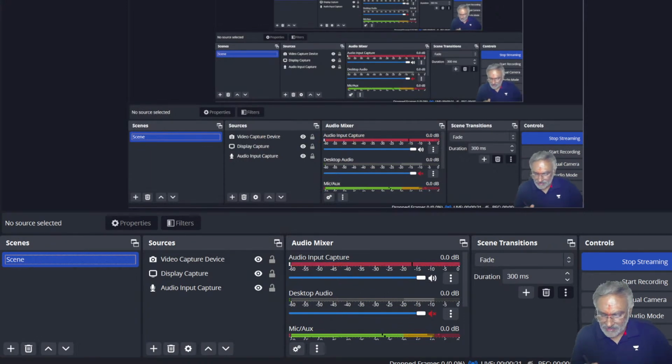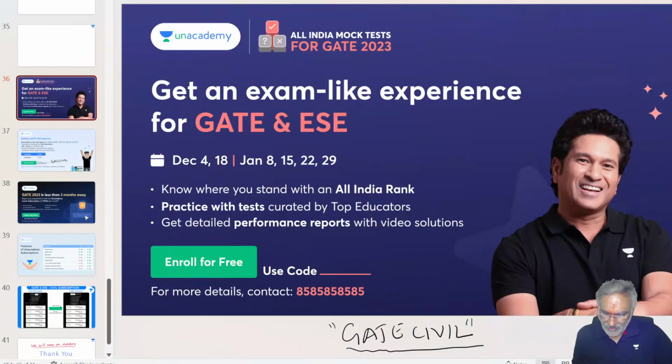Before we discuss the secondary treatment of wastewater, just go through this. Secondary treatment of wastewater.